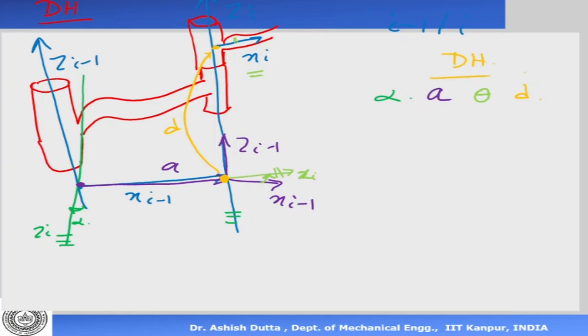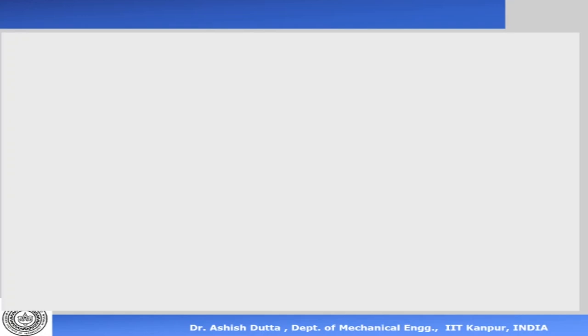Now using the DH parameters, we make the DH table and then we find a relationship between one axis and its previous axis. Now let us look at a very simple example which we did in the last class. I'll just very quickly revise because this part is very, very important, so it's very important that we understand this very clearly.